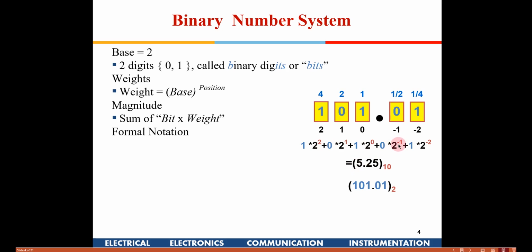Similarly, this 0 is 2 to the power of minus 1, so this becomes 0. This 1 is 1 by 4, because it is 1 divided by 2 squared, so 1 into 2 to the power of minus 2, which is 0.25. So 101.01 in binary is 5.25 in decimal.